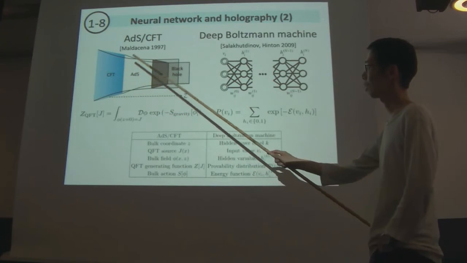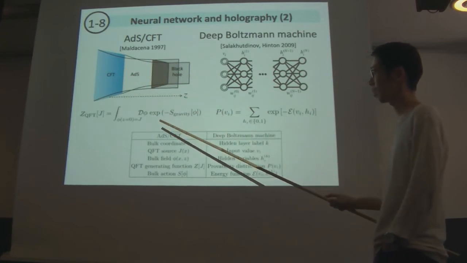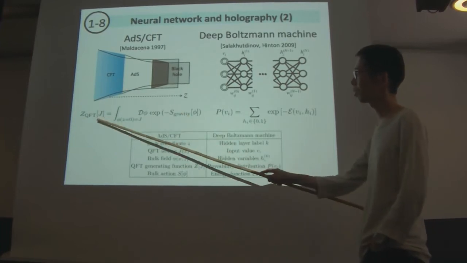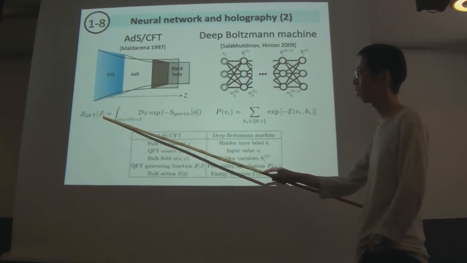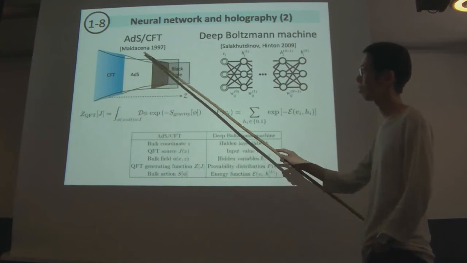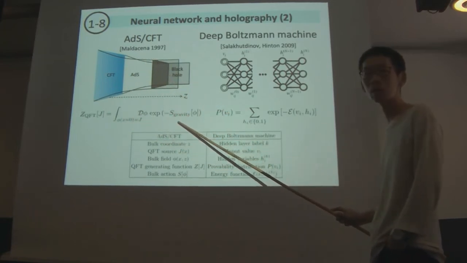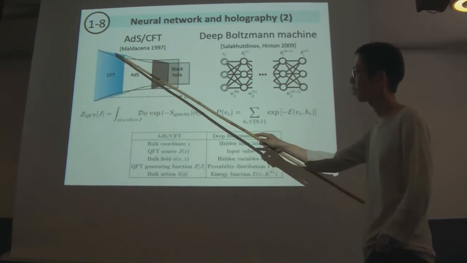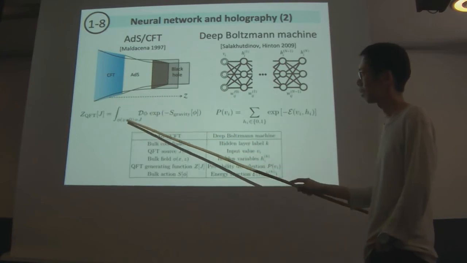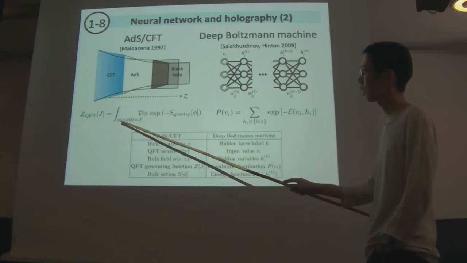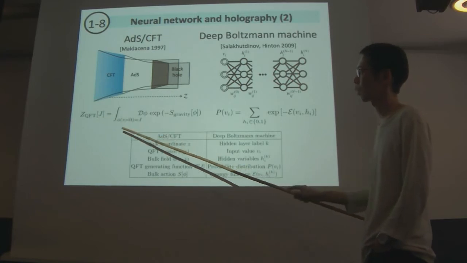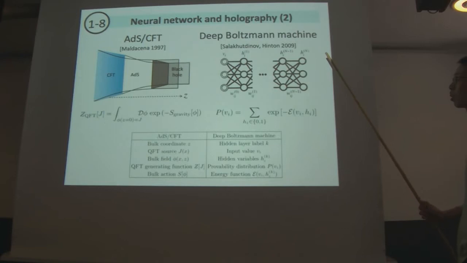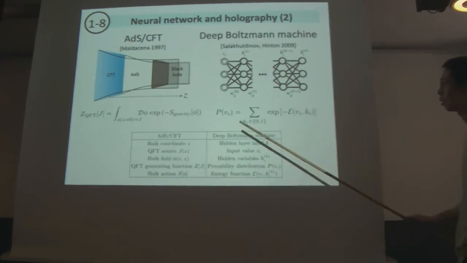So this is the picture of a CFT, and this is the renowned GKP-Witten relation. The partition function of the CFT for a given source J is equal to the path integration in the bulk of the gravity action. Phi is a gravity field. And the boundary condition at the CFT boundary is such that this bulk field phi is equal to the source function J. So this is the GKP-Witten relation. On the other hand, if you look at the deep Boltzmann machine, then the definition is this.